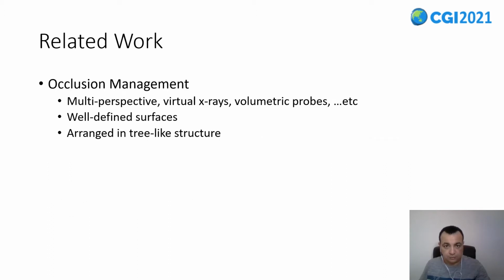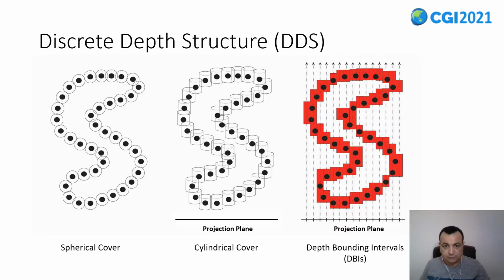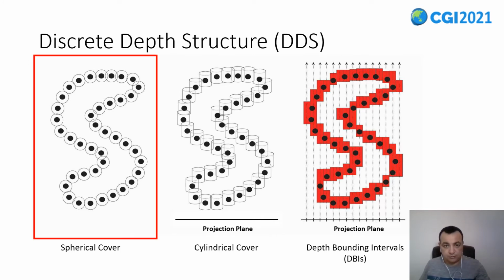Also related are the different occlusion management techniques, such as viewing the scene from multiple perspectives, or virtual X-rays in which occluders are turned transparent, or volumetric probes, which the user can use to distort the scene to see the occlusions. All these methods assume the objects have a well-defined surface and are arranged in a tree-like structure such as a scene graph. So, I focus now on the DDS, around which the whole approach is centered.